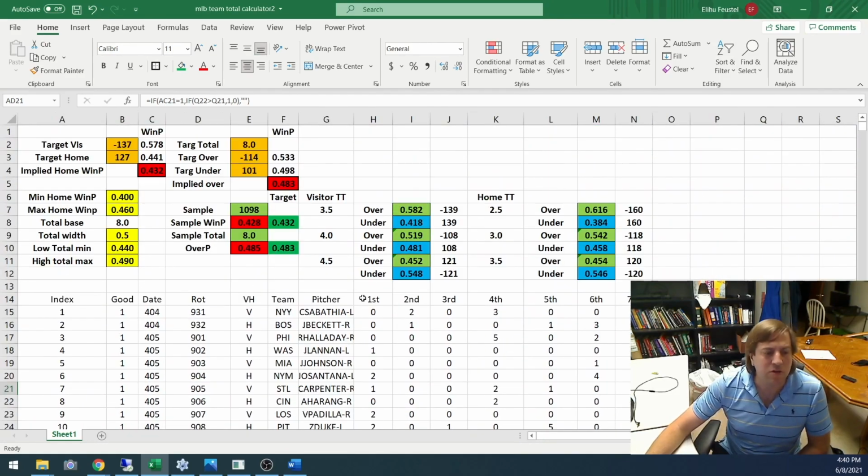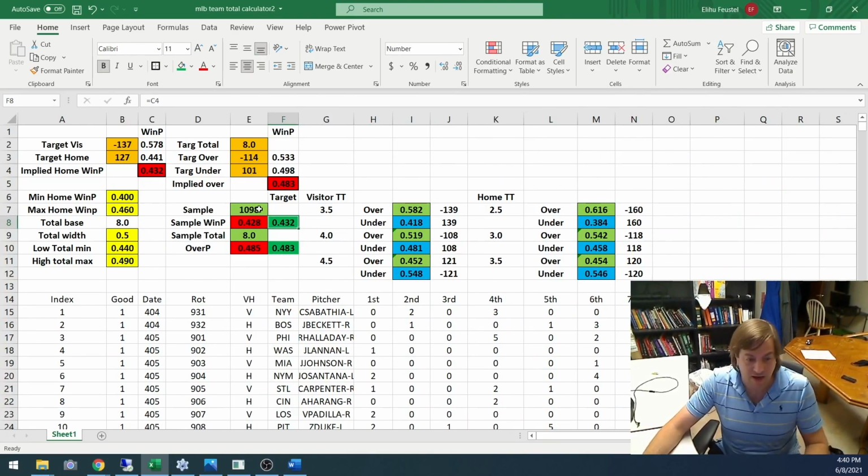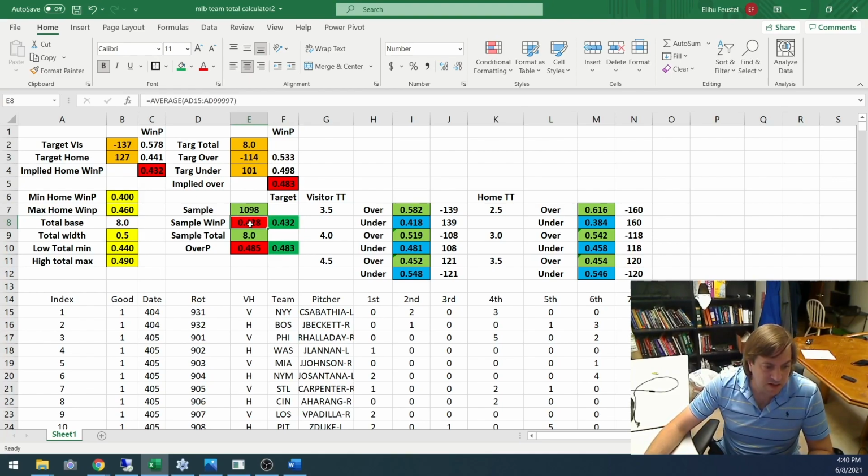So it's very important, again, to make sure that we have the right implied win rate. In this sample we picked out 1,098 games, and the sample win rate here, the number in red, is the actual win rate of our sample. You just take the average. You have a 1 or a 0 if the home team wins, and that's simply the average. And I compare that to my implied win rate based on the price.